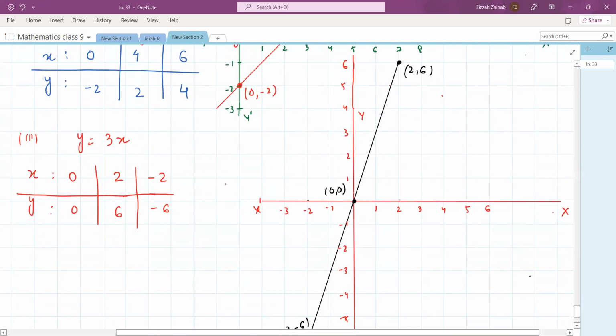Yes, ma'am. So if you put x is equal to 0, you get y is equal to 0. That means 0, 0 is one of the solutions of this equation. That is why it is passing through the origin. If 0, 0 is not the solution of the equation, it will not pass through the origin. Is this understood?